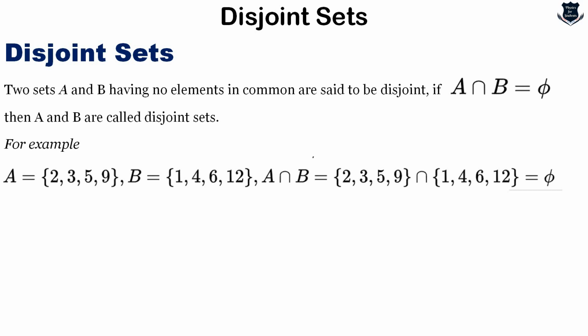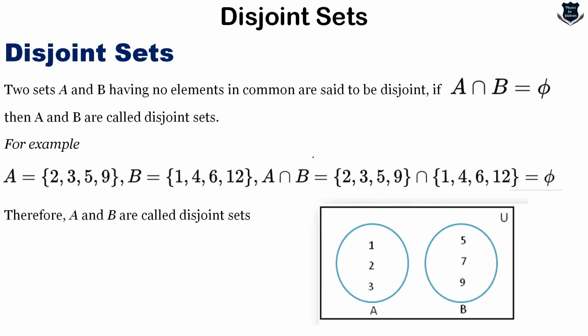So no element is common in A and B, so that is why A intersection B equals phi. Therefore A and B are called disjoint sets. Here is an example. You see A is 1, 2, 3 and B is 5, 7 and 9. Okay, now we come to something very important which is called subsets, set, subset.